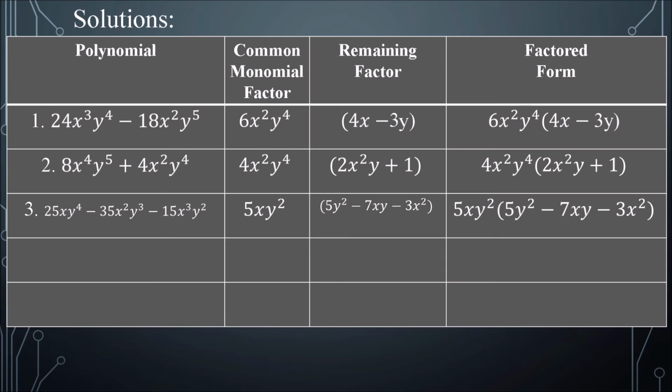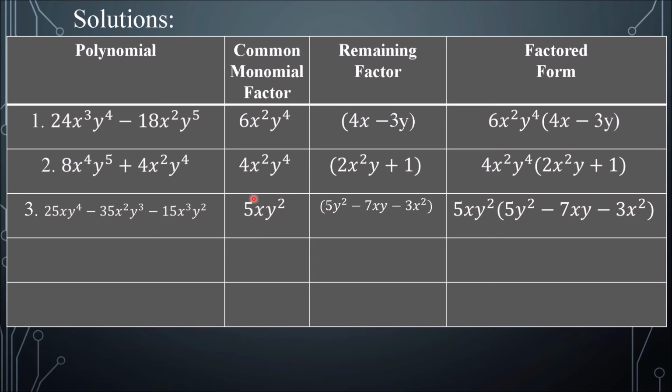Next, number 3, we have 25x y raised to 4 minus 35x squared y cubed minus 15x cubed y squared. So let's start with 25, 35, and 15. The common monomial factor is 5. X, x squared, and x cubed. The lowest exponent is 1, so the common monomial factor is x. Y raised to 4, y cubed, and y squared. The lowest exponent is 2, so the common monomial factor is y squared.